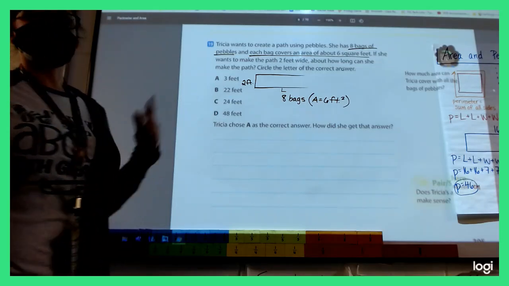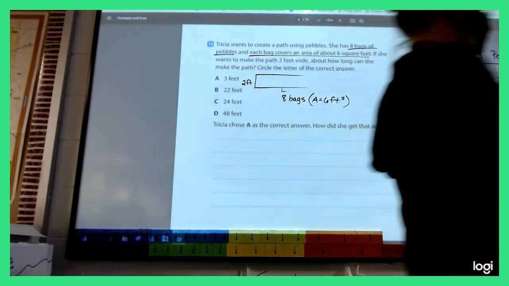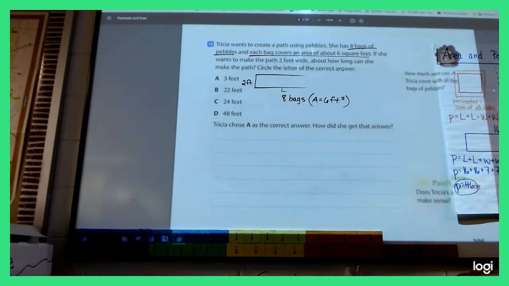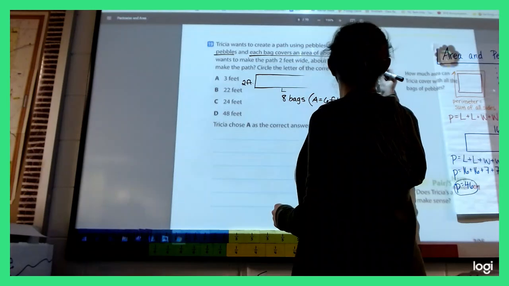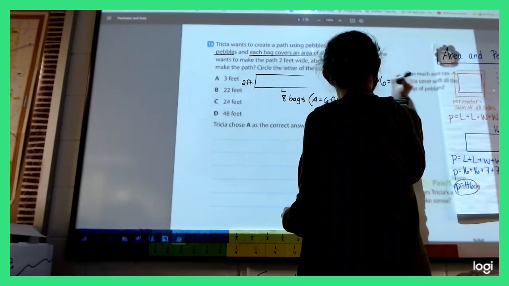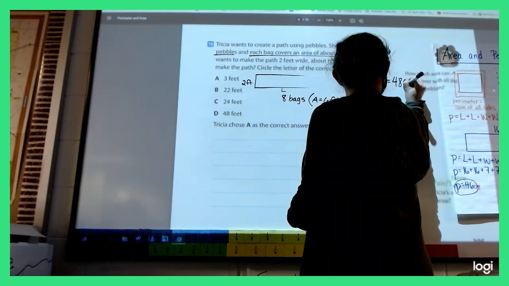All right. Anyone have any ideas? What can we do moving forward to solve our problem? Noah, what do you think? We could do 6 times 8. I like that thought. Can you explain why? 6 times 8, because there's 8 bags, and each bag can carry 6 feet. That would show us where we have to end. That can tell us the total amount of area we can have. So that is our first step. 8 times 6, which we all should know this math fact, is 48 feet squared.